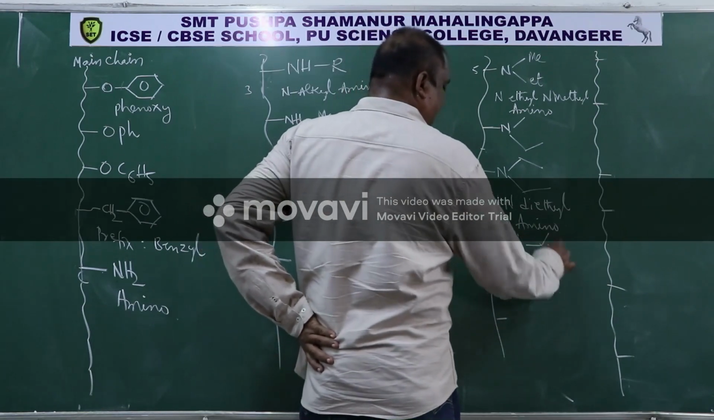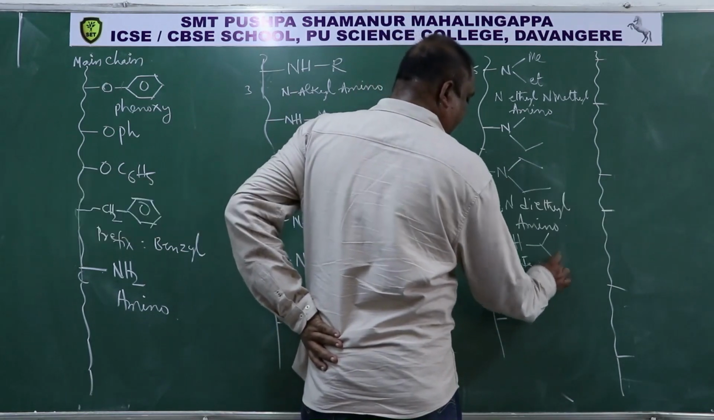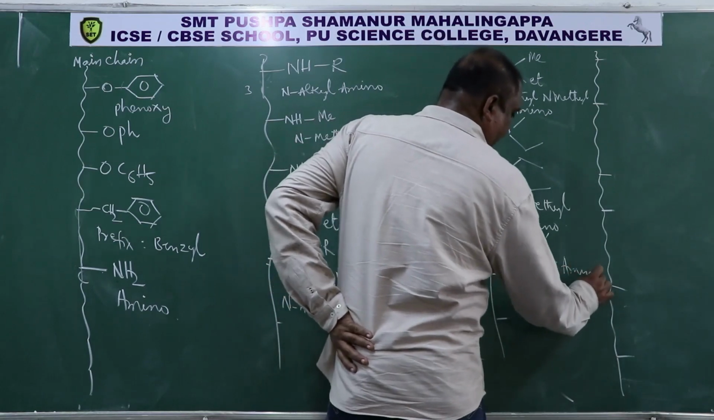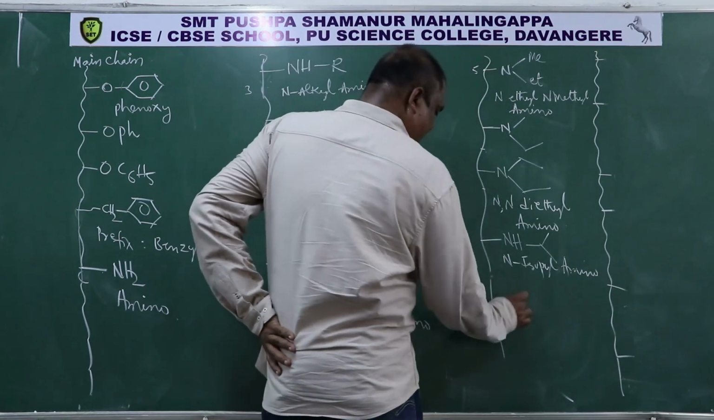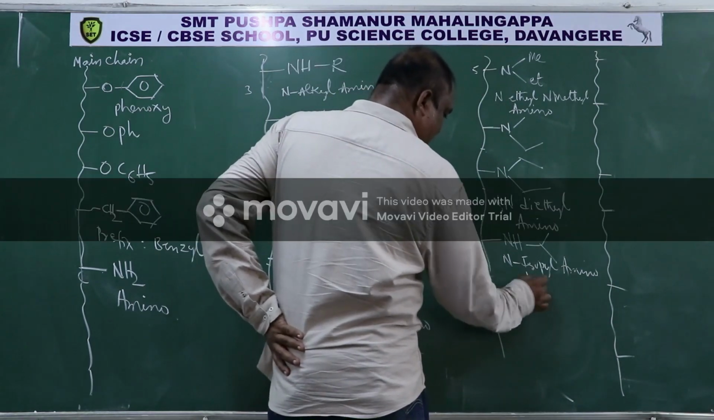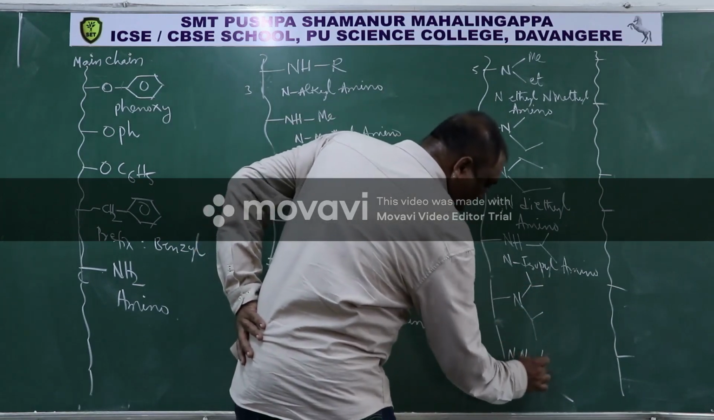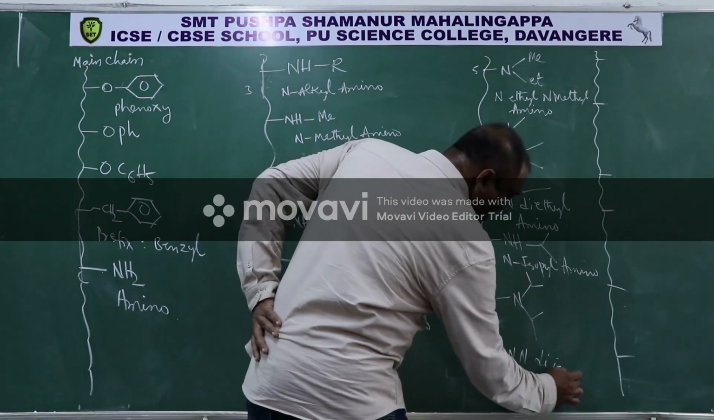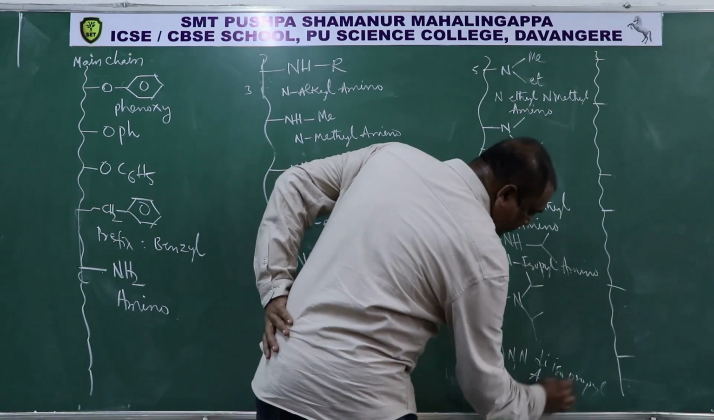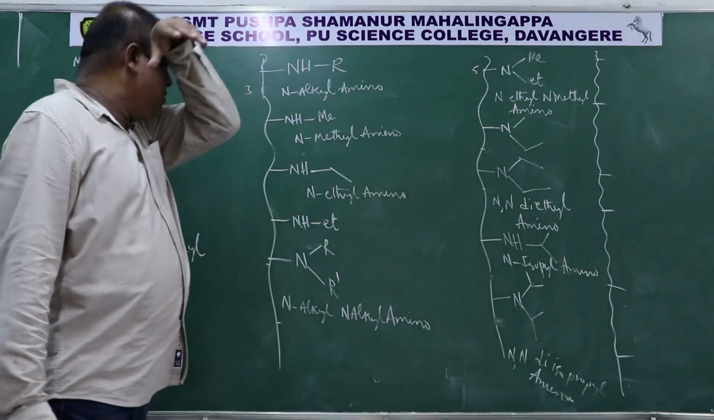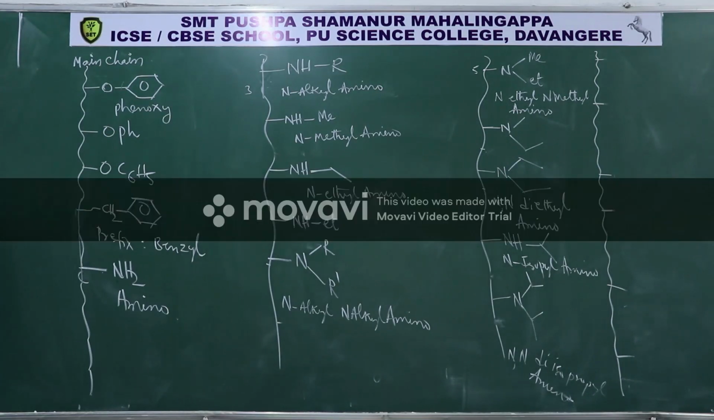NH, like this it is. So it is N isopropyl amino. Then it is N, this side one isopropyl group, this side one isopropyl group, then it becomes N comma N di-isopropyl amino. So like this, these are all the different side chains and their names.